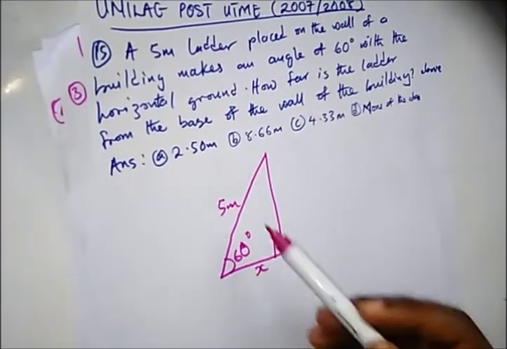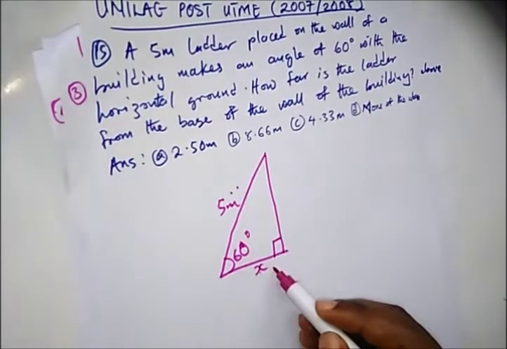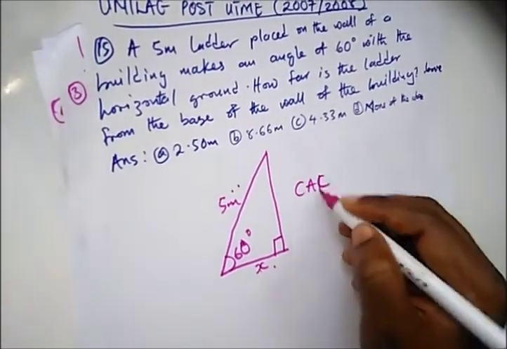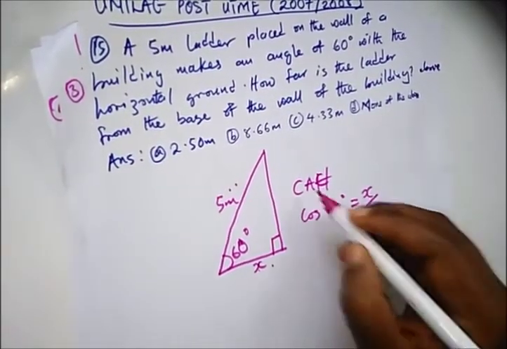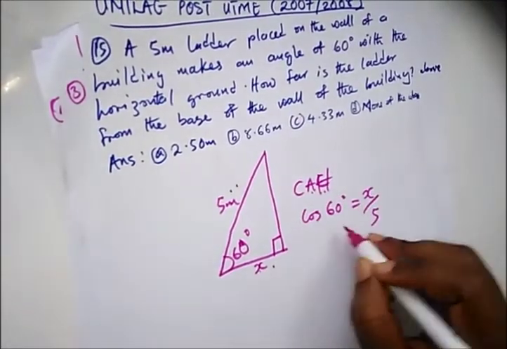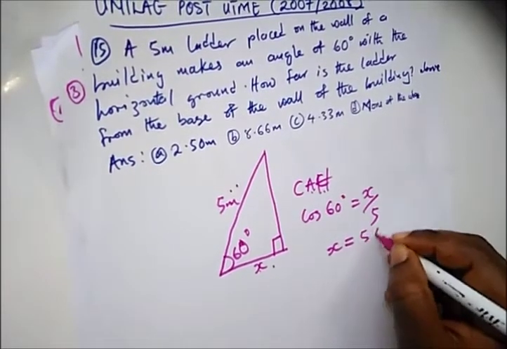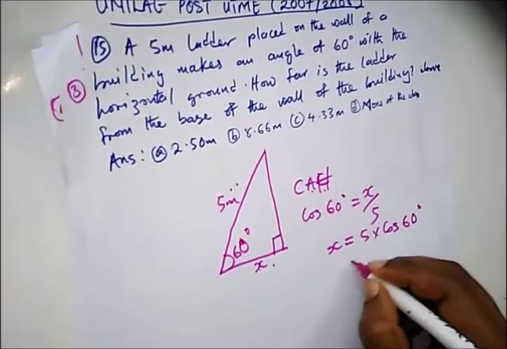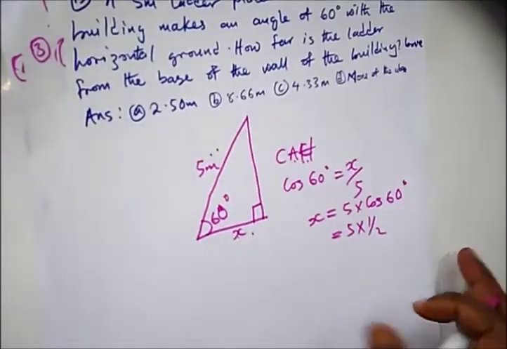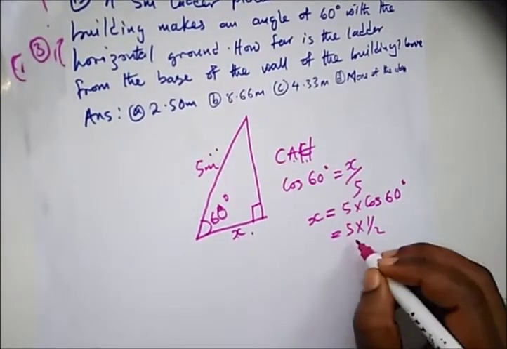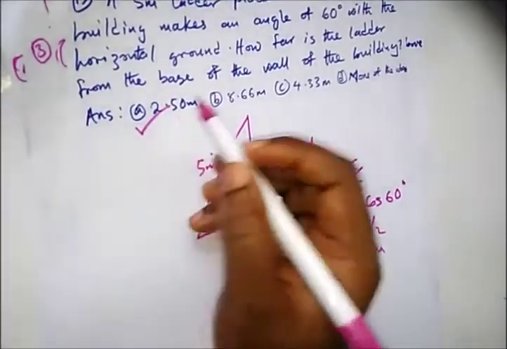From here, this is also trigonometry. So to involve your hypotenuse and your base, you have your cos. That is cos 60 degrees, which is equal to x over 5, your adjacent over hypotenuse. So x is equal to 5 times cos 60 degrees, and cos 60 is half. We should know by heart what cos 60 and sin 60 are. It helps in examination. That is 5 times half, which is 2.5 meters. Our correct option here is option A.